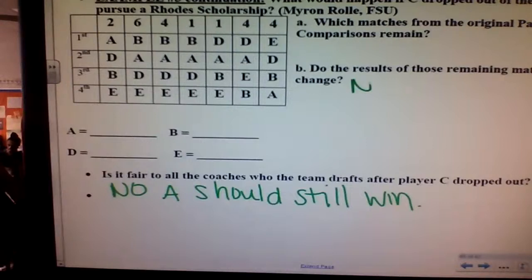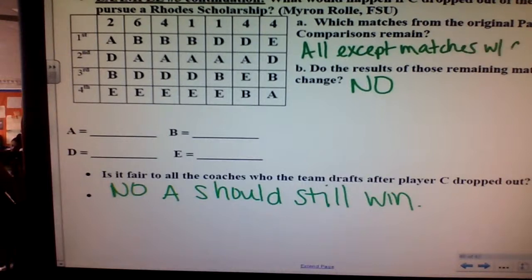Okay, so this is a no. We talked about this, but I didn't fill it in. Which matchups from the original pairwise comparison remain? All except matches with C. So we keep everything but the matches with the player that dropped out. We recount because nothing should have changed. C leaving does not change the fact that A beat B. Does not change the fact that B beat D.